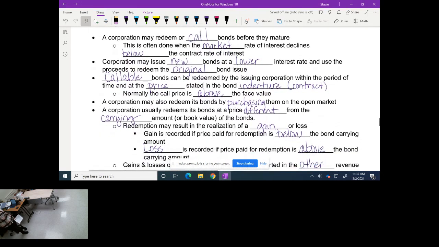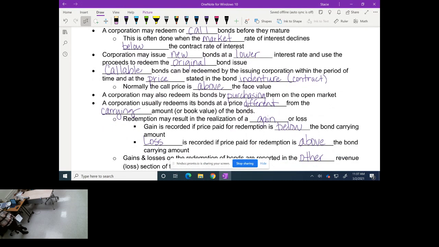So callable bonds, if you buy a callable bond, it's in your bond indenture, the contract. It sets the time period, the range of time they can do that, and the price they have to pay you for them if they want to call them. So all that's set up when you buy the bond. And normally that call price is above face value.